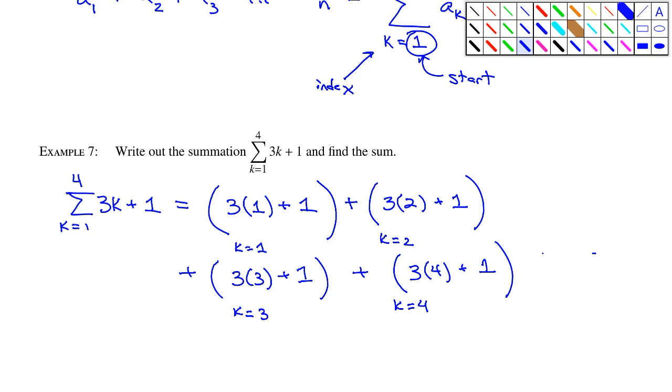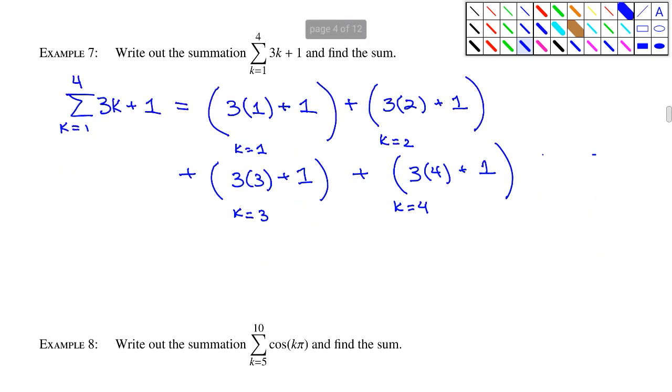So that's how the terms of the sum, the add-ins, are going to be computed. And then we just work all this out. So 3 times 1 plus 1 is 4, the next one is 7, the next one is 10, the next one is 13, and you add that up and you get 34.